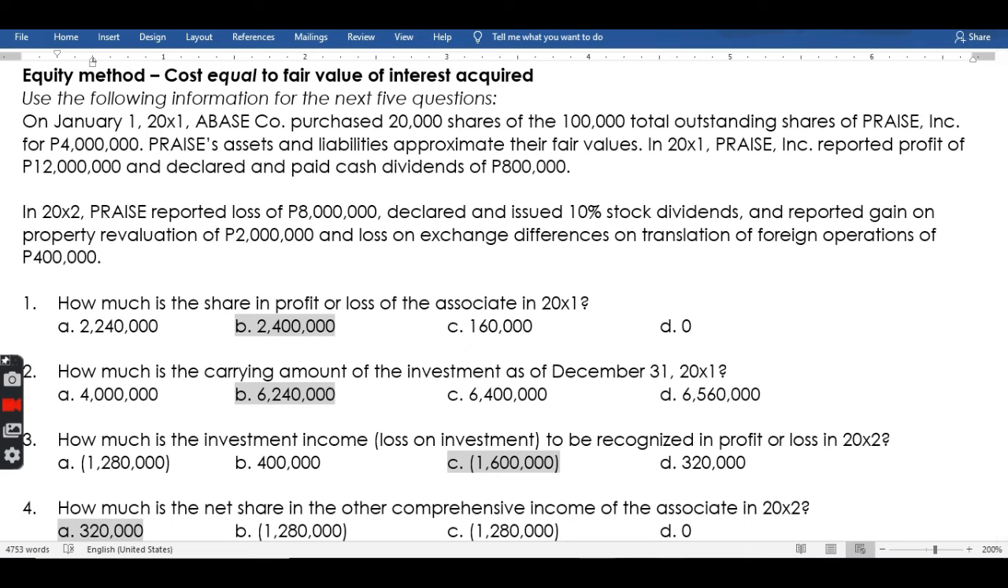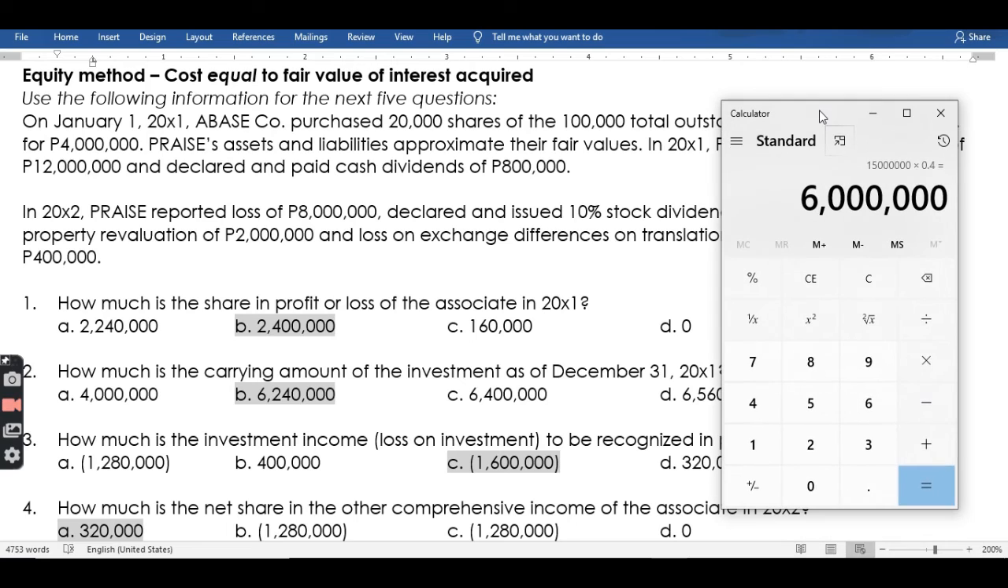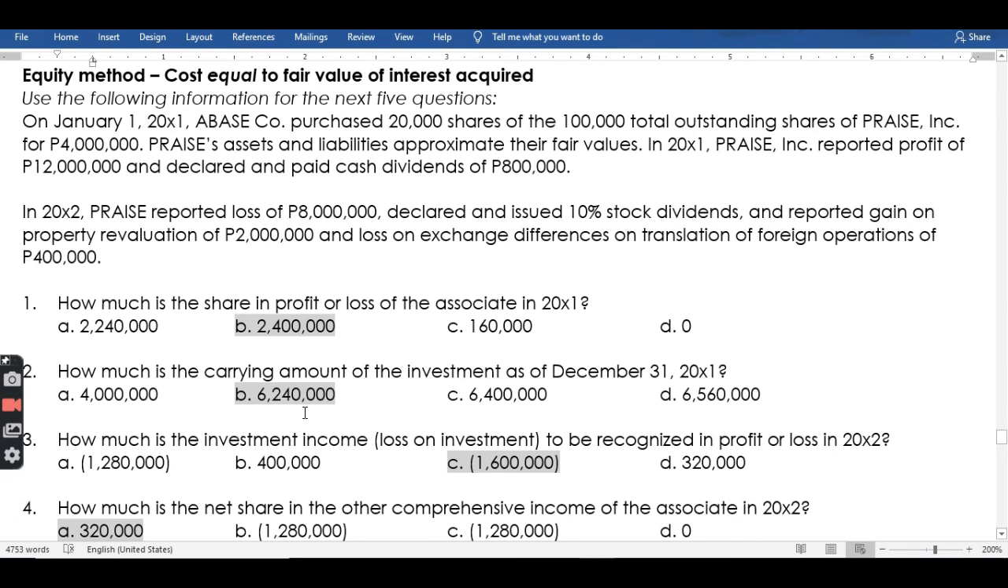So, easy lang yan. Madali lang naman masolve yan kasi kung nag-recognize tayo dito ng profit na 12 million at atin yung 20%. So, 12 million times 0.2. Kasi atin yung 20% doon. So, that's going to be 2,400,000. So, letter B na yan. Okay. Next question, magkano yung carrying amount of investment on December 31, 20X1?